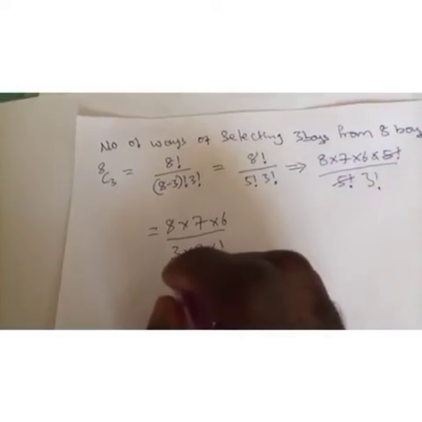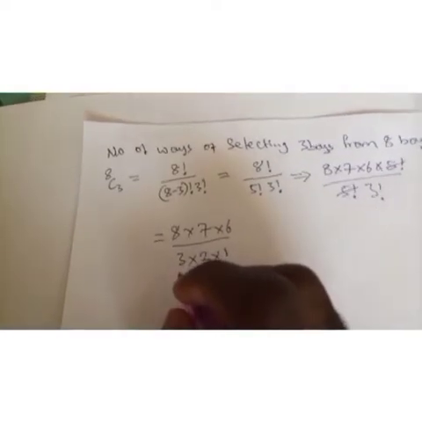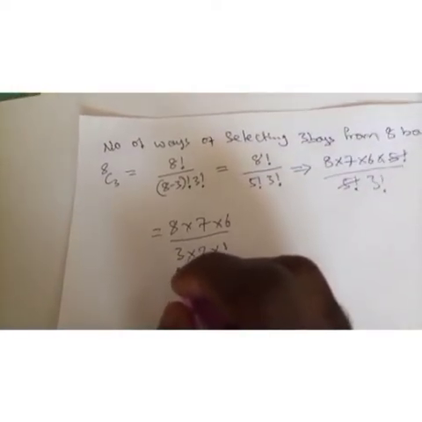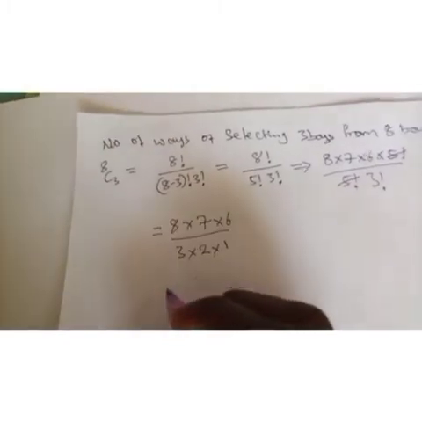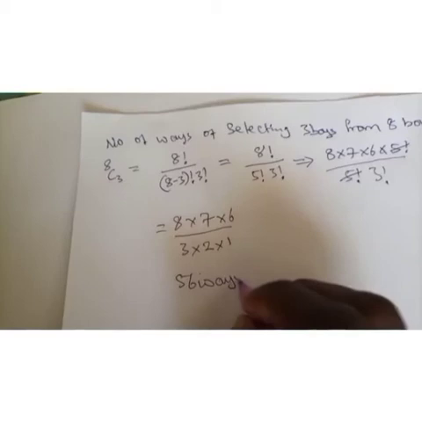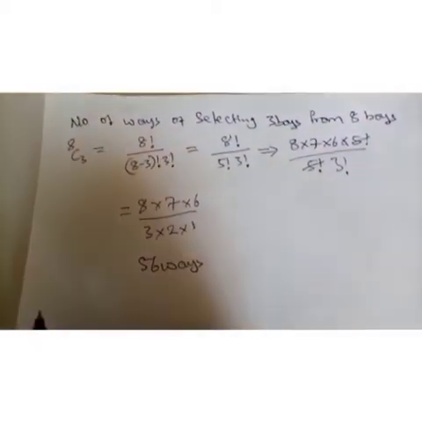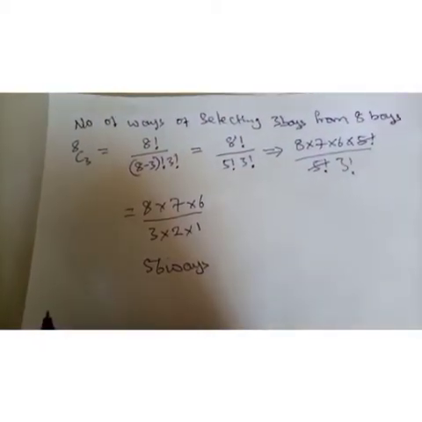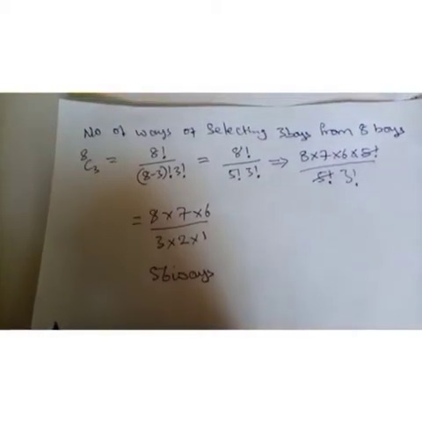So if we solve this correctly, you will get 56 ways. Or you can try pointing your calculator and you see.